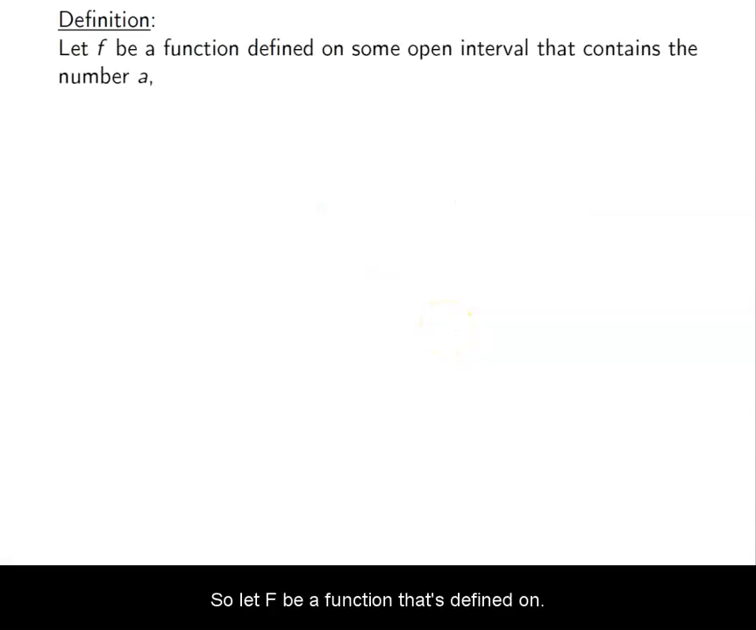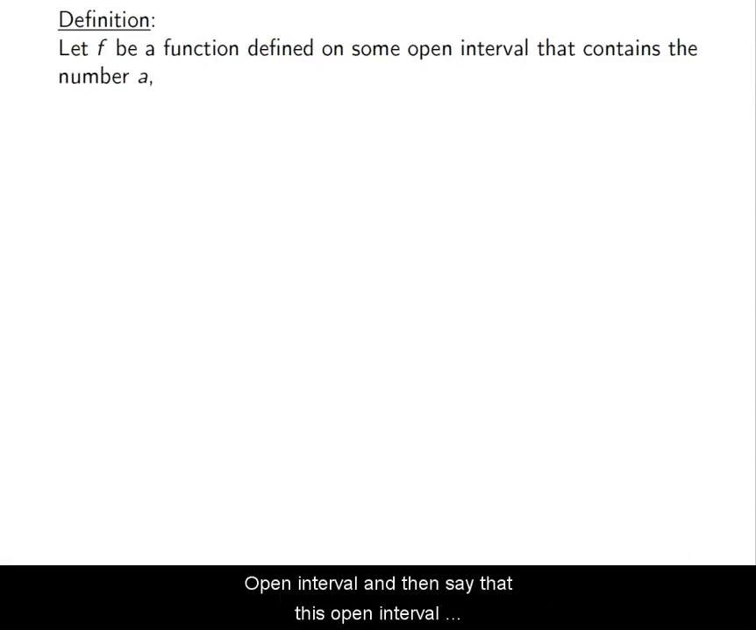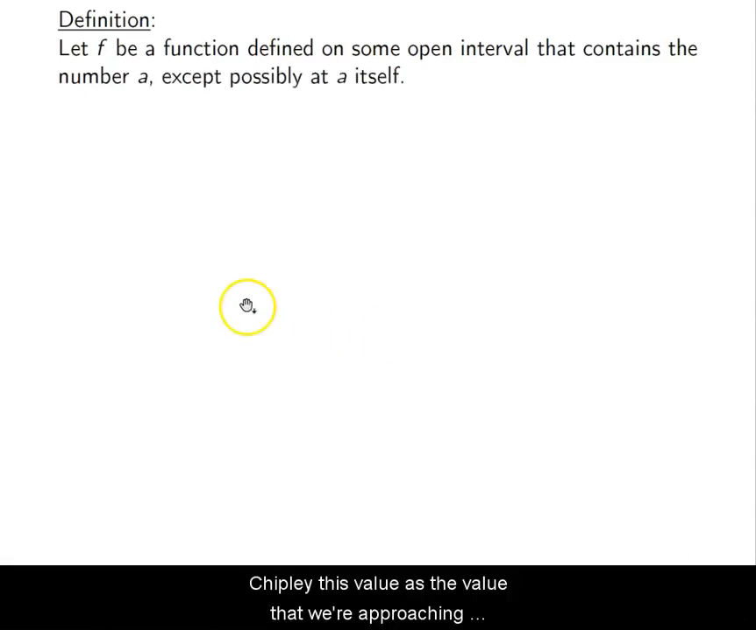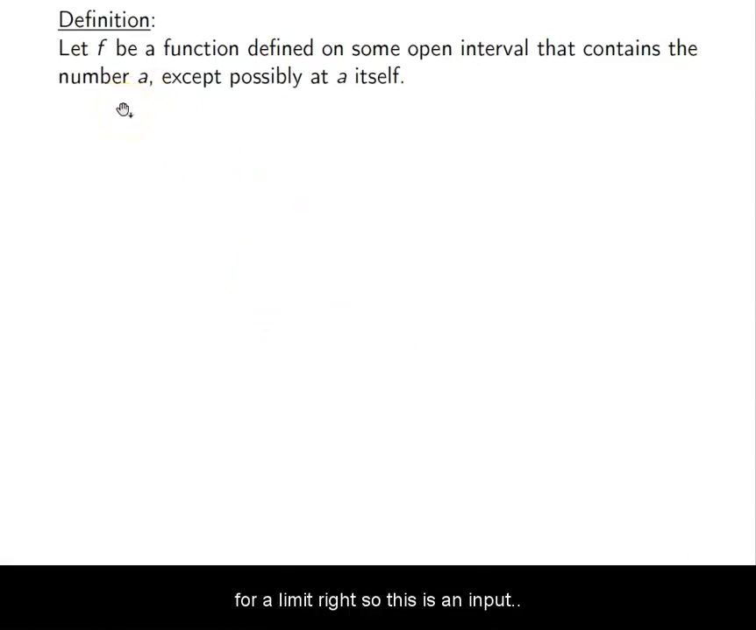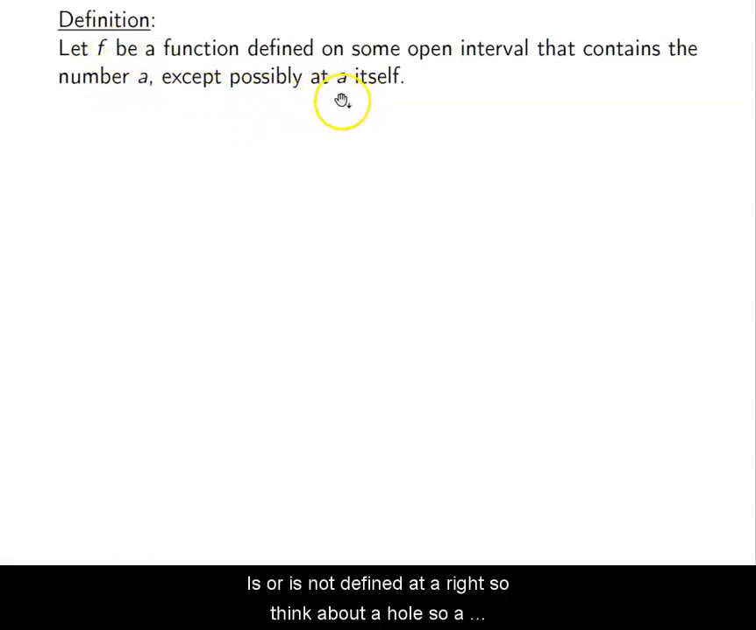Okay. So let f be a function that's defined on an open interval. And let's say that this open interval contains a value a, the x value, right? Typically this value a is the value that we're approaching for our limit, right? So this is an input value. Let's say that our function is or is not defined at a, right? So think about a hole. So a could be where a hole in our graph is located, or it could be continuous.